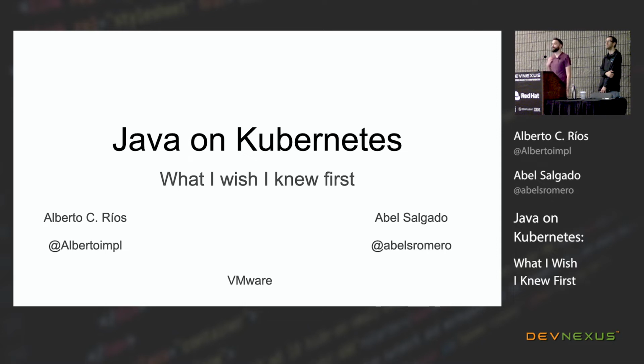My name is Alberto Ríos, and I'm a software engineer at VMware. I'm here today with my friend and colleague Abel Salgado, also from VMware. Abel and I have been working together over the past few years on making developer tools for Kubernetes. We are part of the Spring Cloud team at VMware.